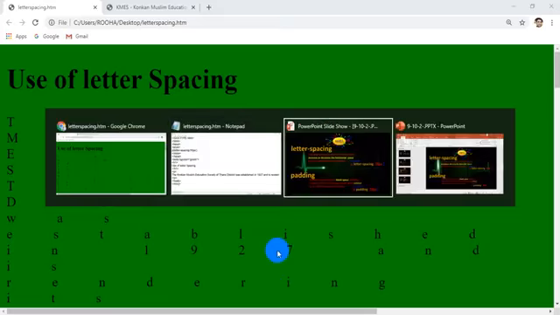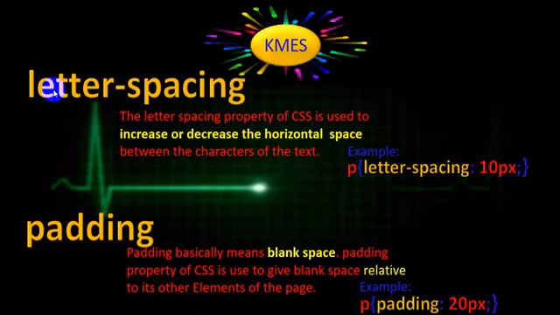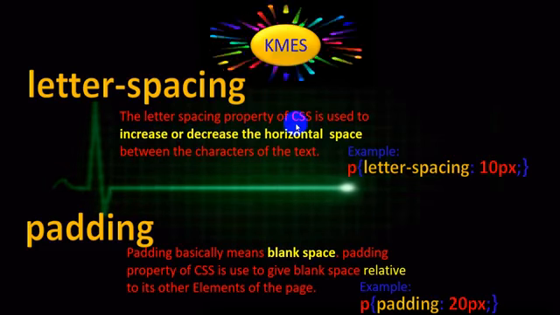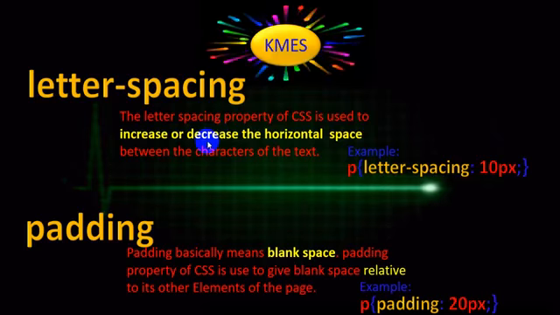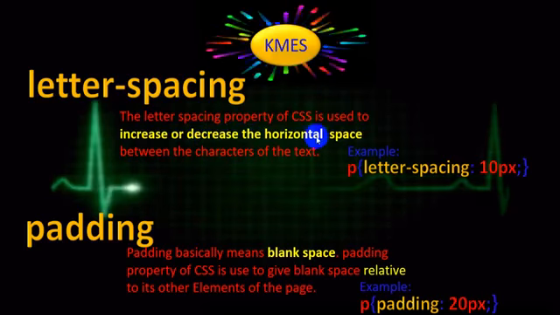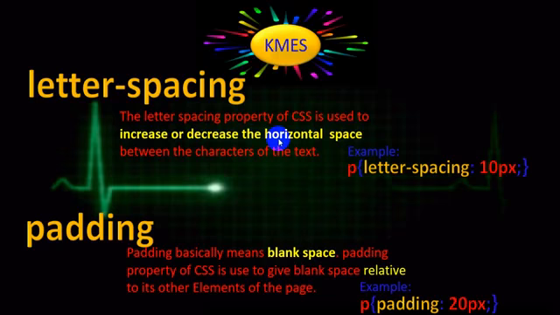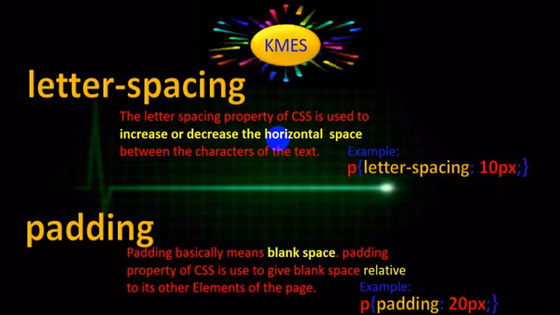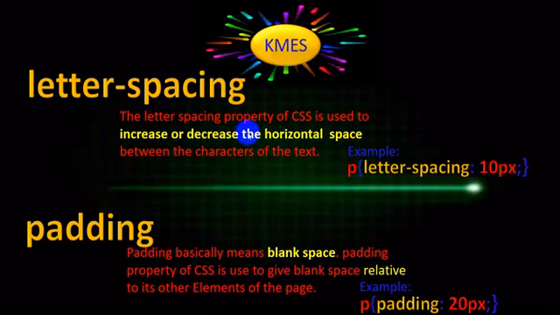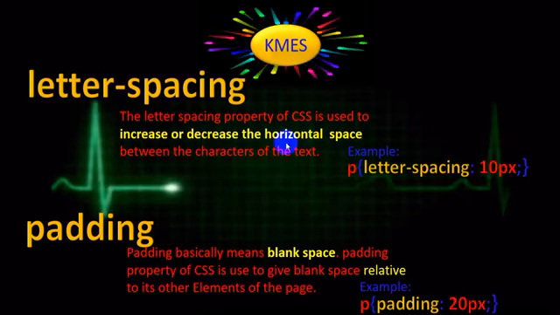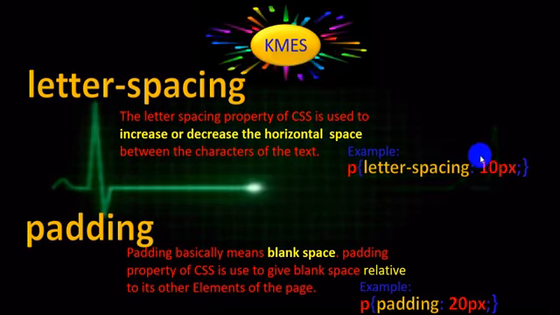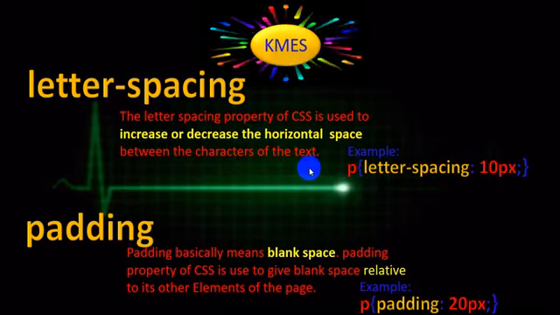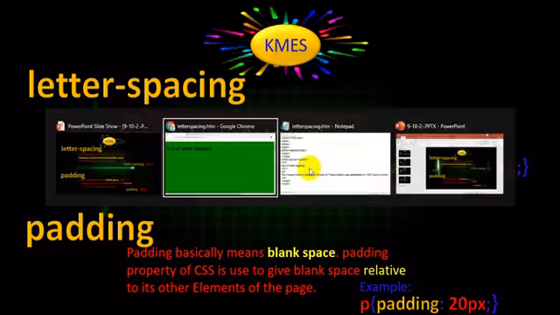See the slide. I just want to show you a slide. Letter spacing property is used to increase or decrease the horizontal space. Horizontal means row wise, in a row you can change the space between the letters or characters. So you can increase or decrease. If you write a positive value, it will increase. If you write a negative value, it will decrease. I just want to show you a negative value.